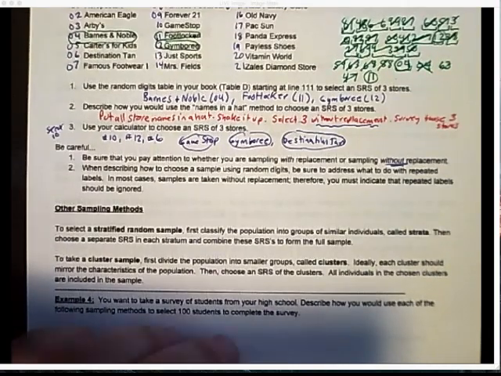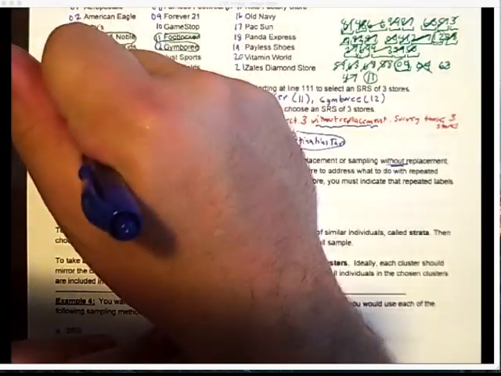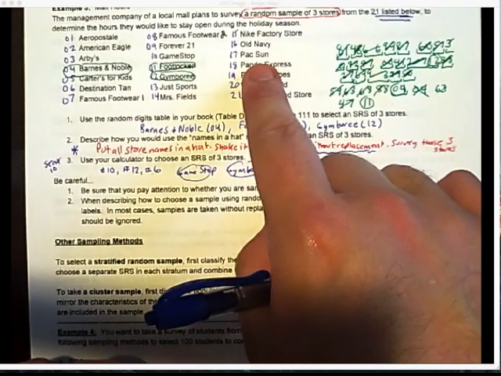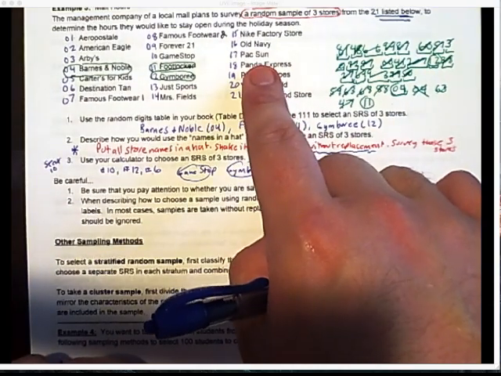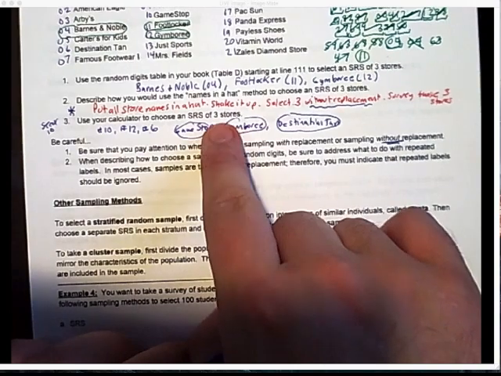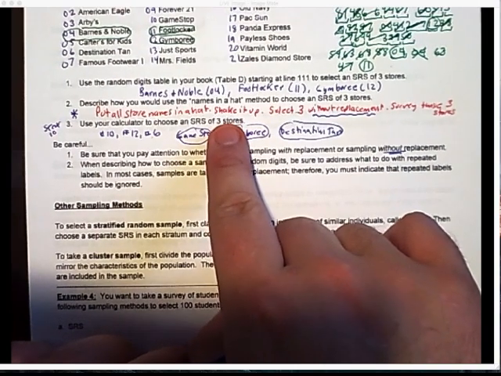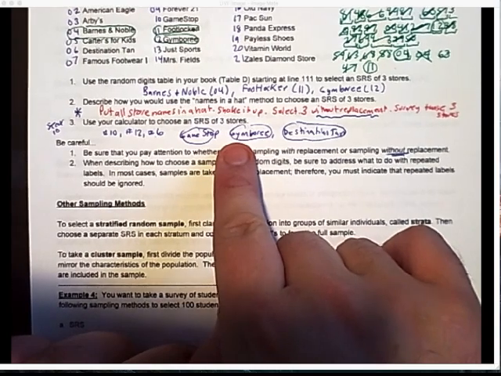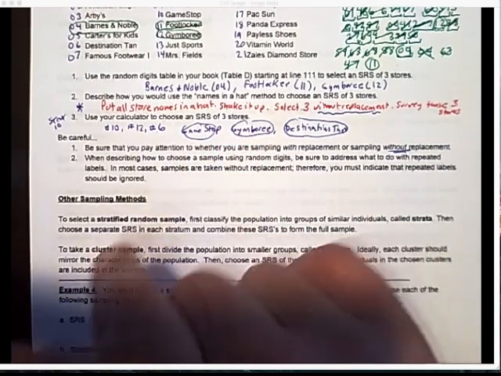Now, the names in the hat method is usually the best way to get points on the AP test. You can do it very, very easily. If you talk about using a random number table, like up here, or using a random number generator on your calculator, you have to be very, very specific. It's harder to get the points there because your process is more lengthy on describing it.